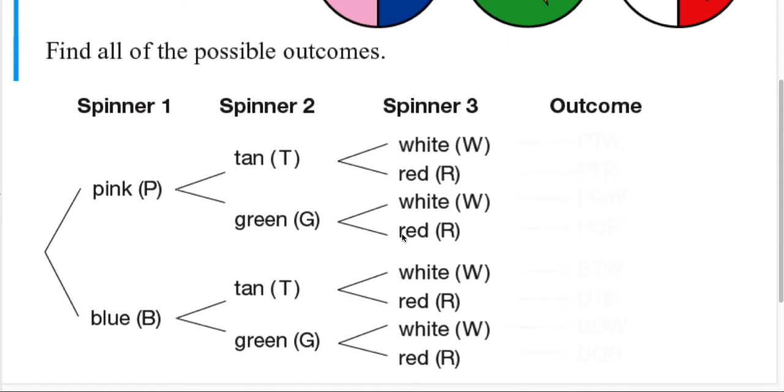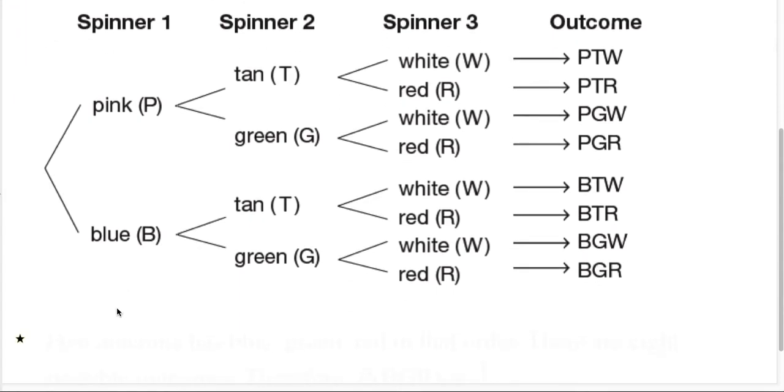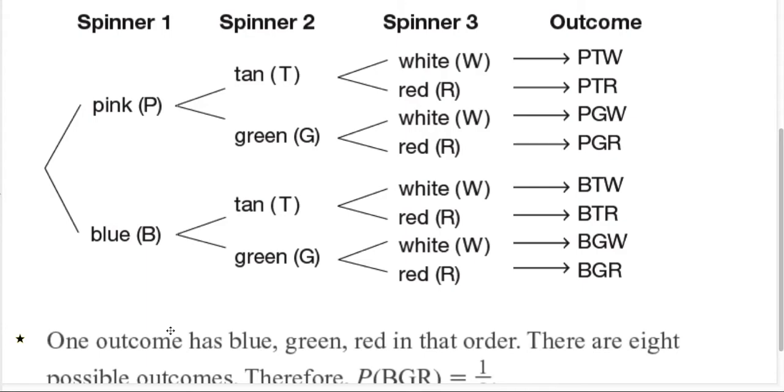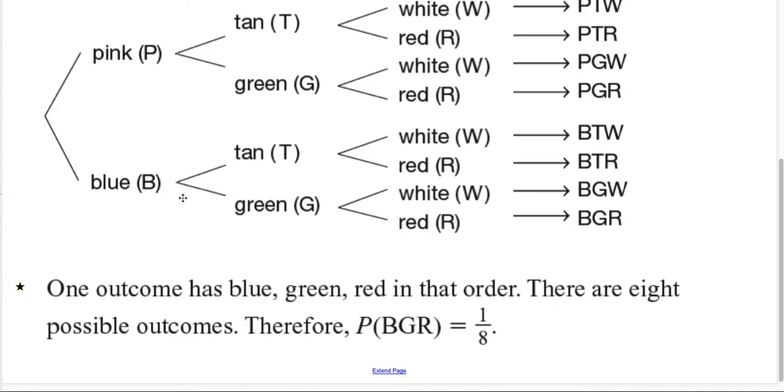Do that with all the other spinners. You end up with the outcomes pink, tan, white; pink, tan, red; pink, green, white; pink, green, red; blue, tan, white; blue, tan, red; blue, green, white; and blue, green, red. If you count the number of possible outcomes, there are 8. One outcome is blue, green, and red in that order. So the probability of spinning blue, green, and red is 1 out of 8.